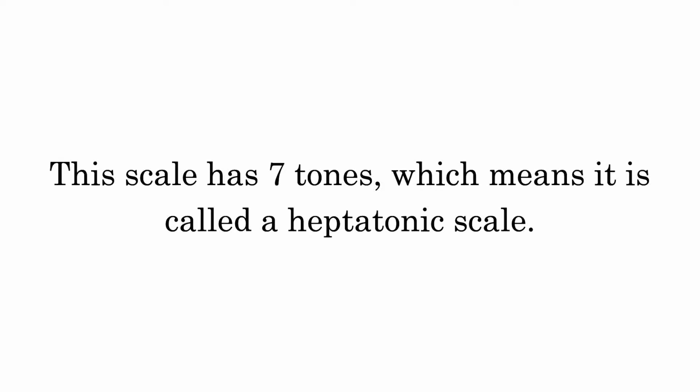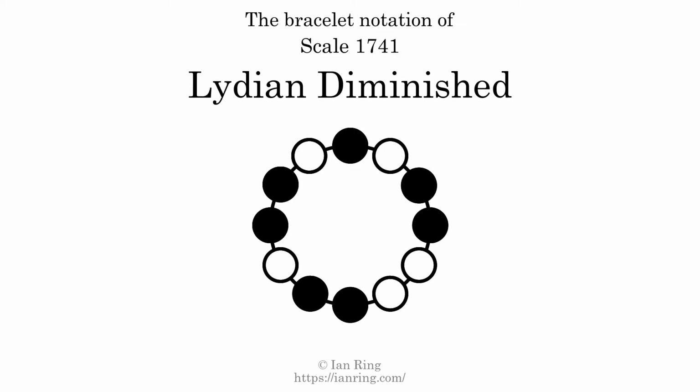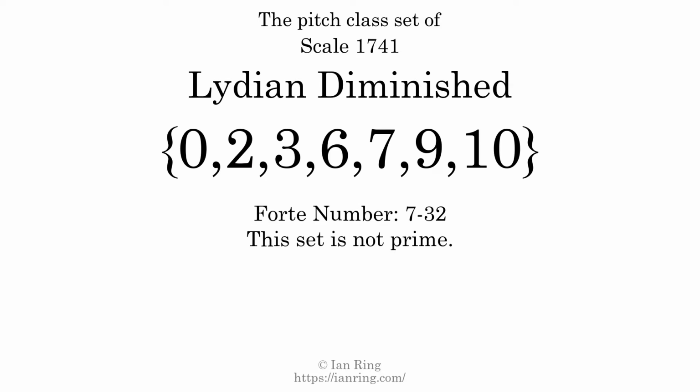This scale has 7 tones, which means it is called a heptatonic scale. This is a bracelet notation diagram of scale 1741. The shaded circles represent tones that appear in the scale, and they are read clockwise, starting at the top. The pitch class set for this scale is 0, 2, 3, 6, 7, 9, 10.